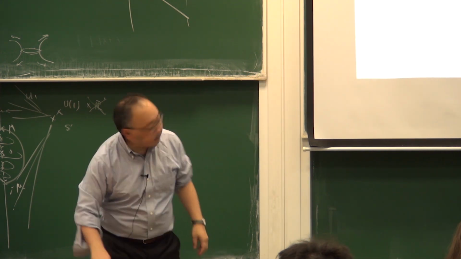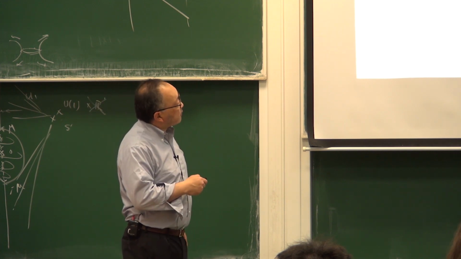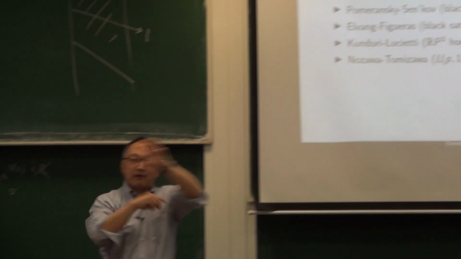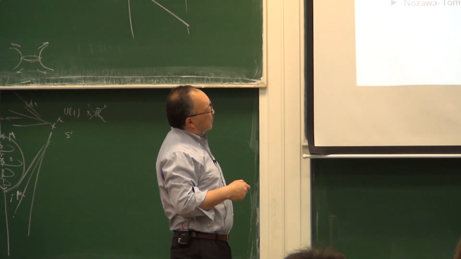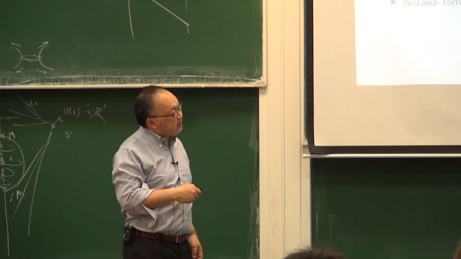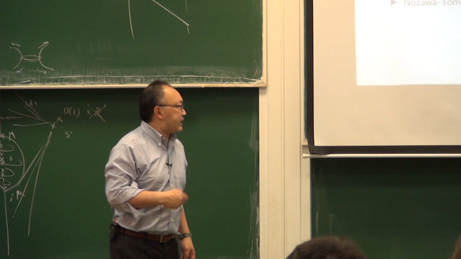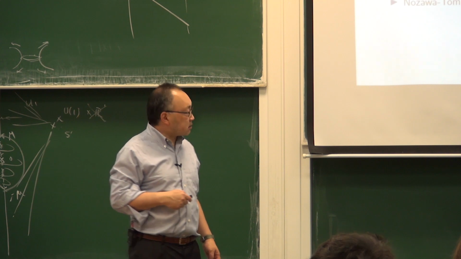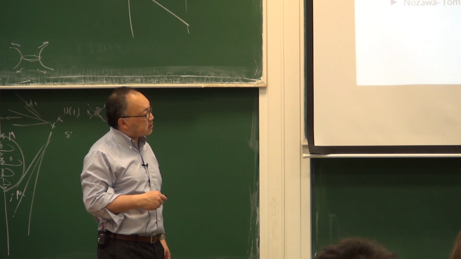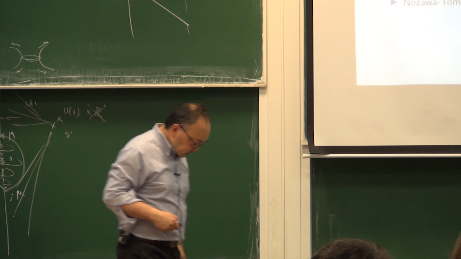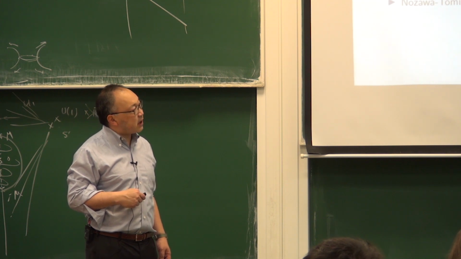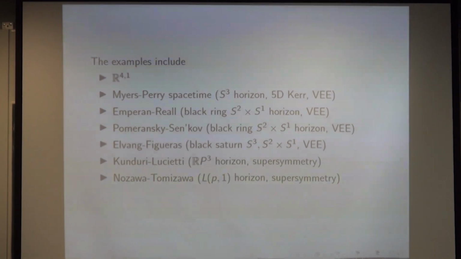And then Elvang and Figueras have the black Saturn. Saturn is where you have this S3 and then you have this ring around it, so there's a kind of balancing going on. And then Kunduri and Lucietti and Ozawa and Tomizawa, which is a bit different from VEE, vacuum Einstein equation. It's not vacuum, it's supersymmetric, like an Einstein-Maxwell equation but slightly different. So the right-hand side of the Einstein equation is no longer zero. Under that condition, they created this non-spherical horizon. So to this day, there's no lens space horizon, RP3 or L(p,q) horizon, in the VEE setting. So that's the situation.